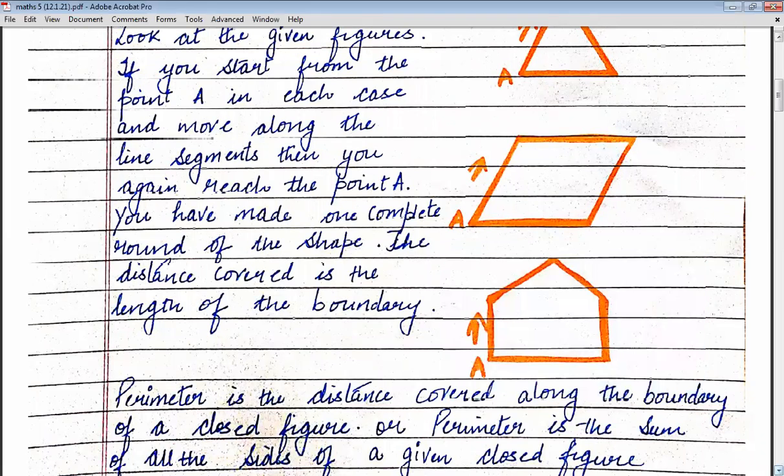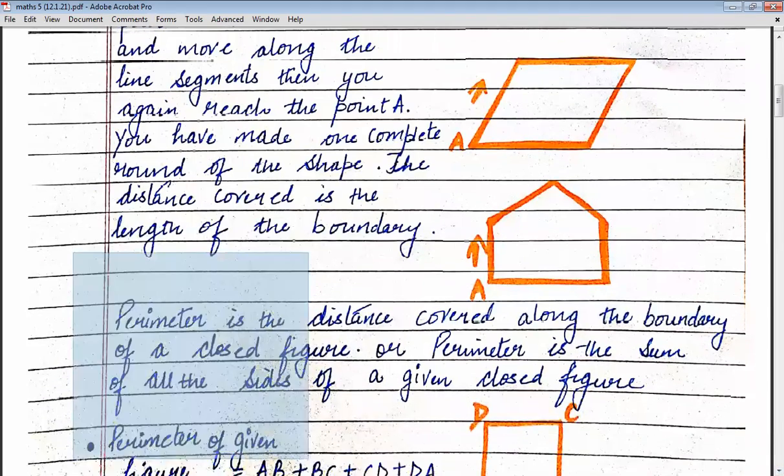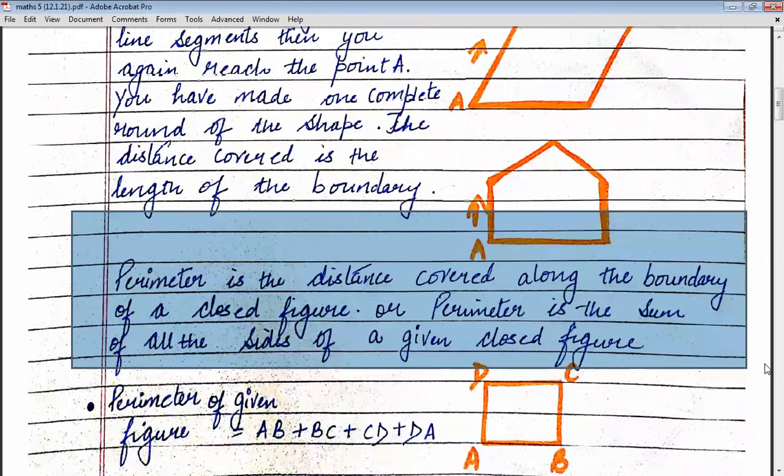I repeat, what is your perimeter? Perimeter is the distance covered along the boundary of a closed figure, or perimeter is just the sum of all the sides of a given closed figure. So now children, if you add all the given sides of the figure, that will give you the perimeter, and it should be the outer boundary.